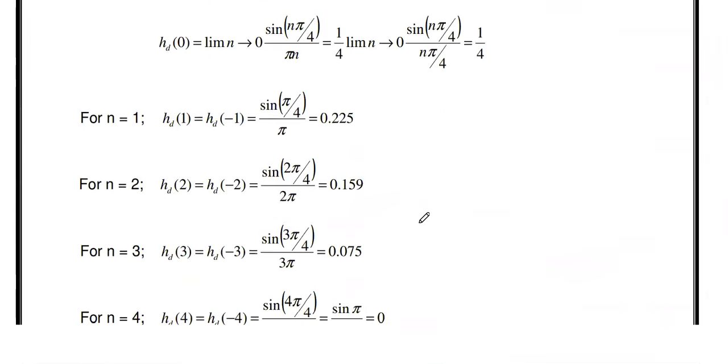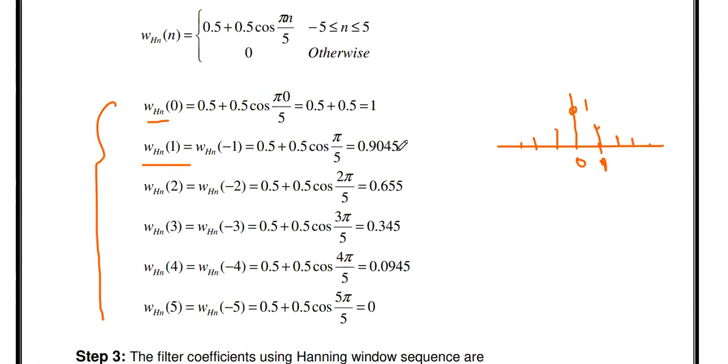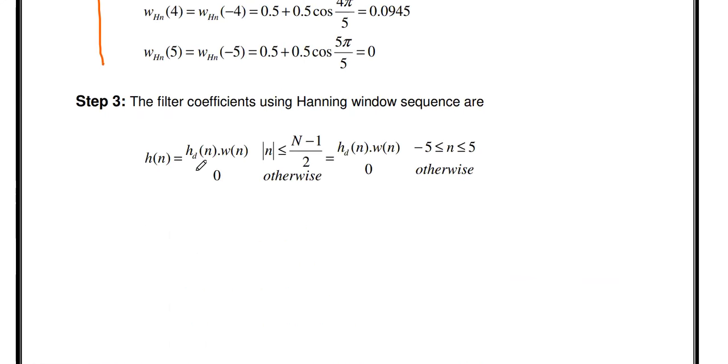For n equal to 1, here the answer is 0.9045, 0.655. Okay, the small variation is there. So you just find the answer. After calculating the windowing sequence, you already know the next step. What is the next step? We have to multiply the desired impulse response with the windowing sequence in order to get the impulse response.